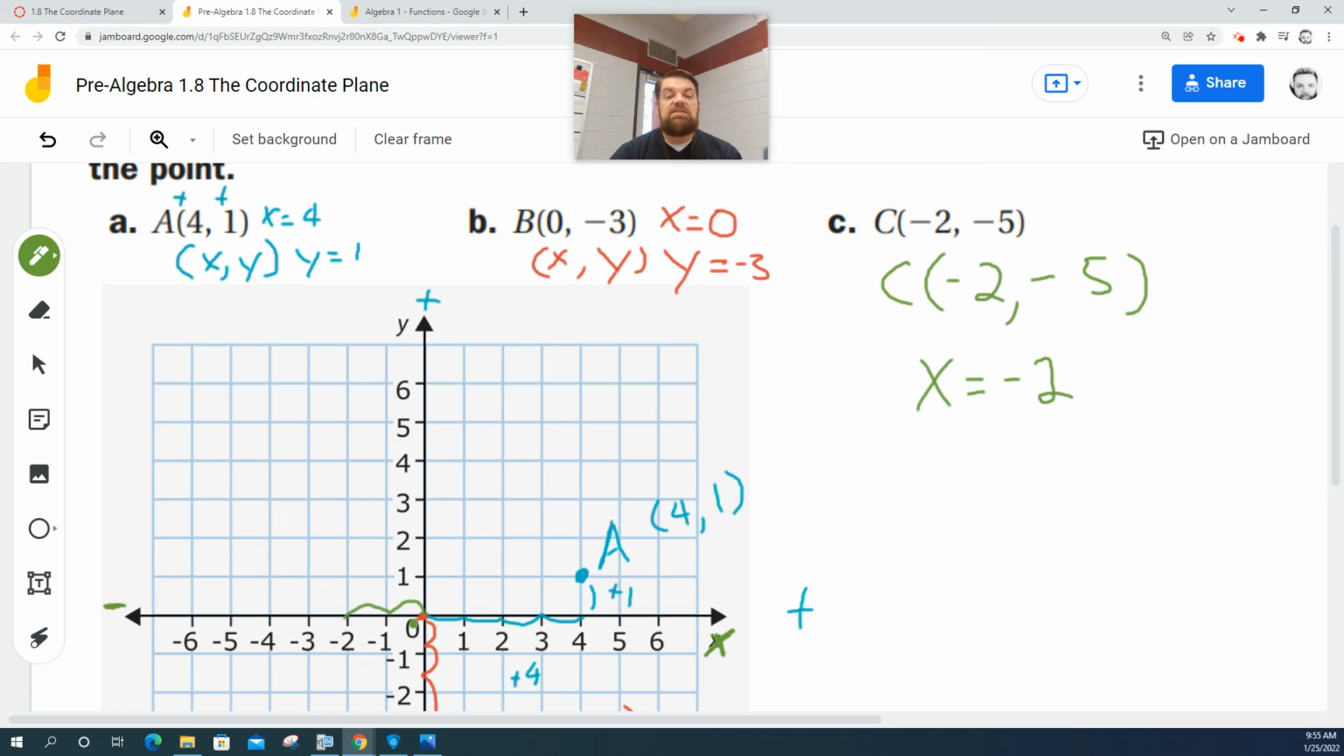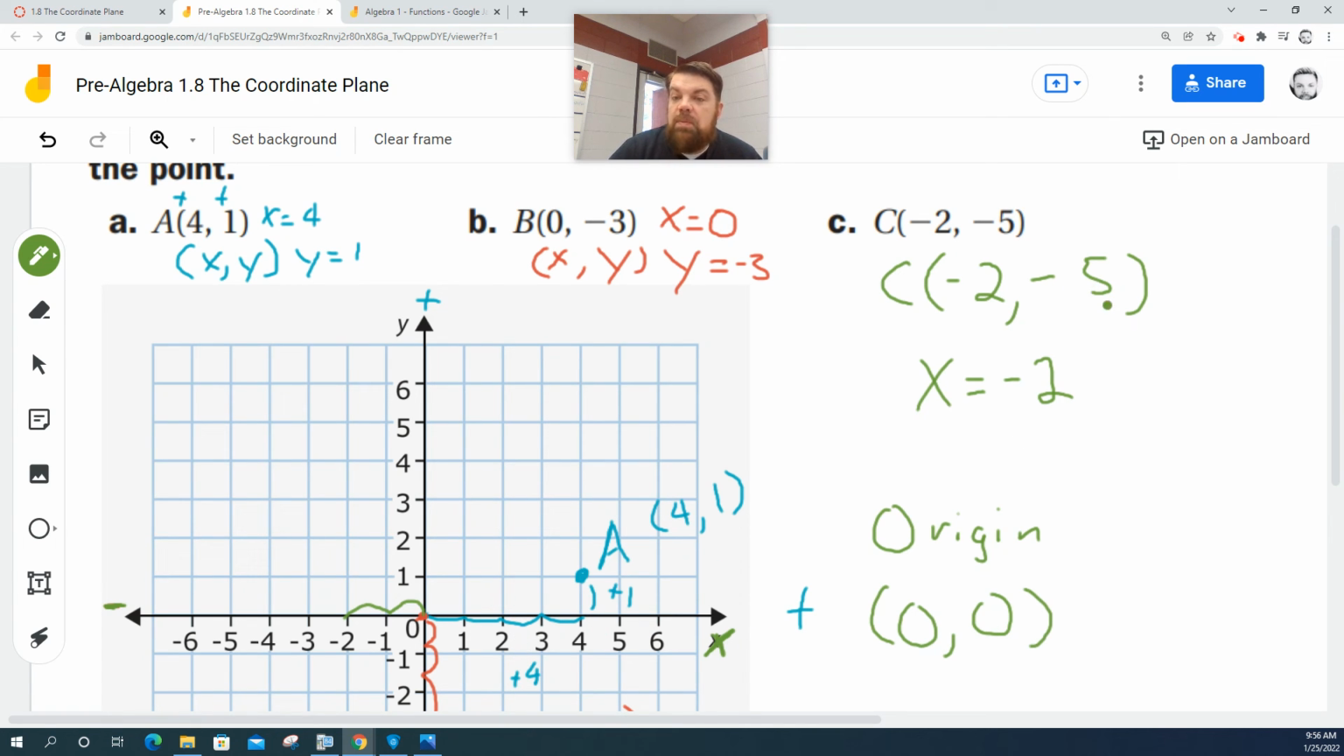See how that has the 0 there? So let me write this down in case you guys forgot. The origin is where the X and Y axis intersect, and that's where X equals 0 and Y equals 0. We always start there when we graph something.